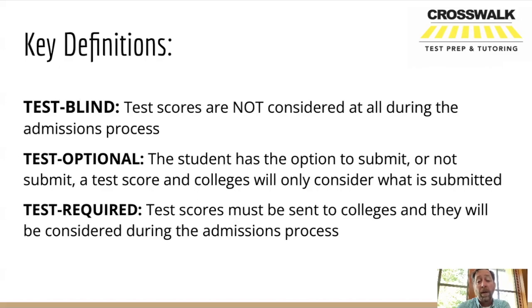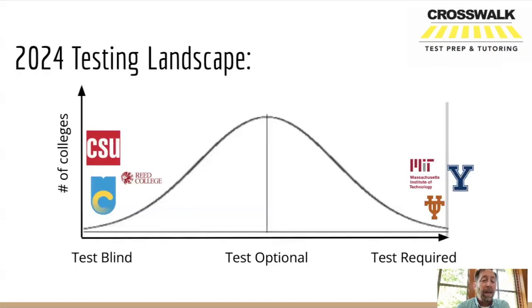Now, test required is like the olden days, where a college will say, yes, you have to submit a test score, and yes, we will look at that test score in our process of admission. Now, the landscape today, coming out of the pandemic, shows really two extremes with a big chunk of schools in the middle.